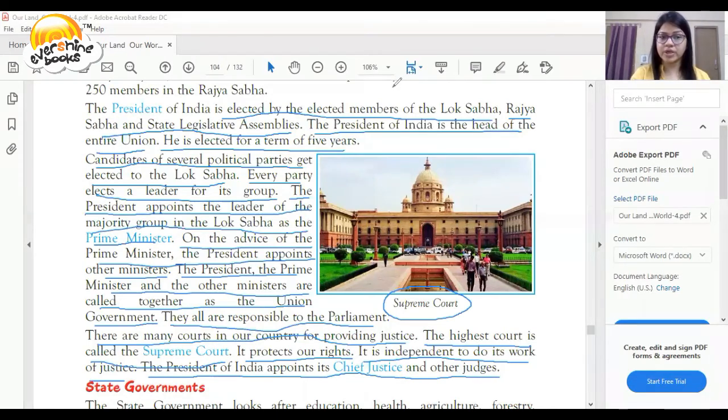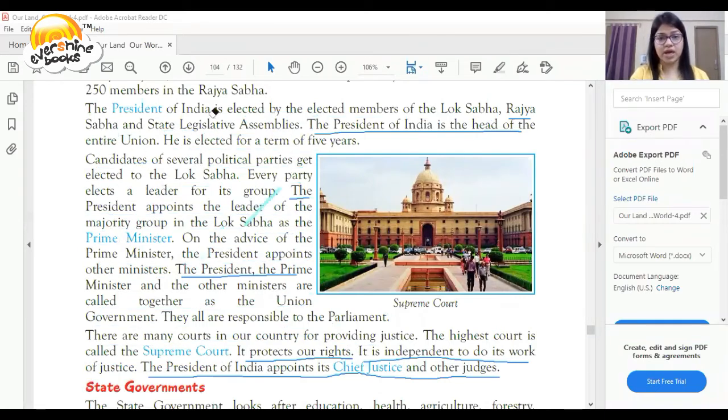So, dear student, again this is a very important question. Who appoints the Chief Justice of India? So, the answer is the President appoints the Chief Justice of India. This is a very important question. Who appoints other judges of our country? So the answer is the President of India appoints other judges of our country. भारत का राष्ट्रपति चीफ जस्टिस और उसके बाकी जजेस की नियुक्ति करता है.